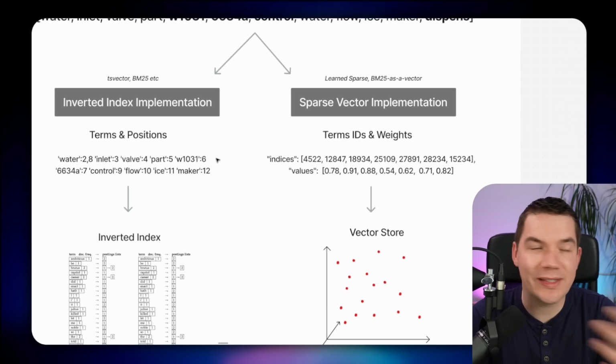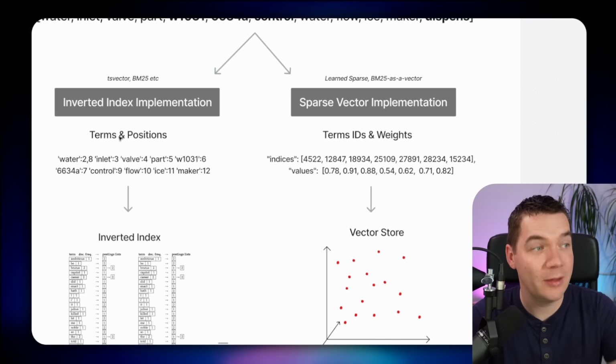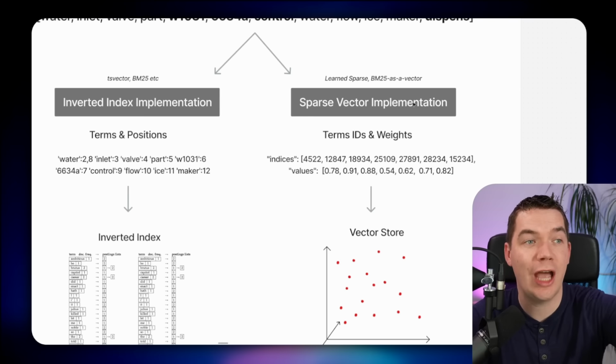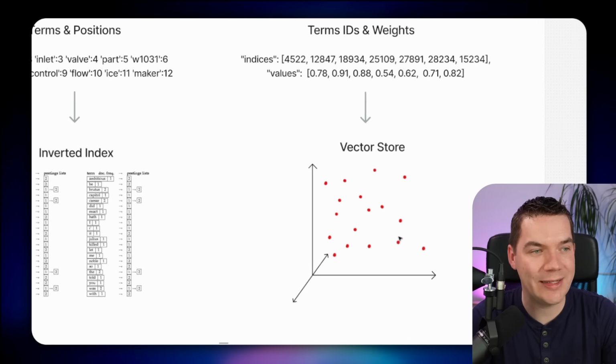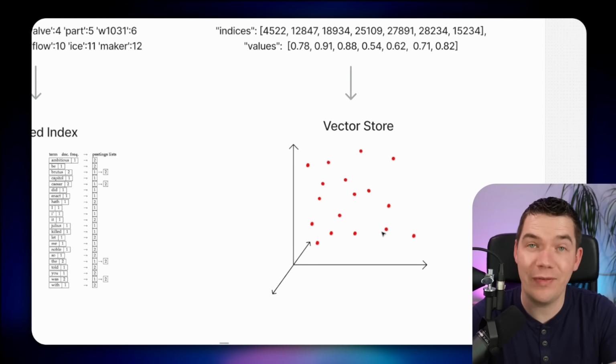And you can even use the same algorithm. You could use the BM25 scoring mechanism with an inverted index implementation, and you can use BM25 as a vector using the sparse vector implementation. So these term IDs and weights are then plotted again in a vector store across multiple dimensions.